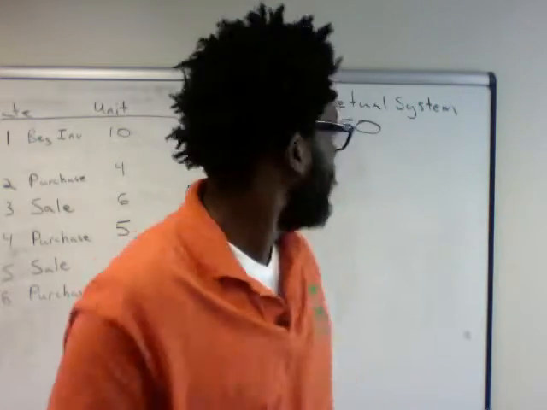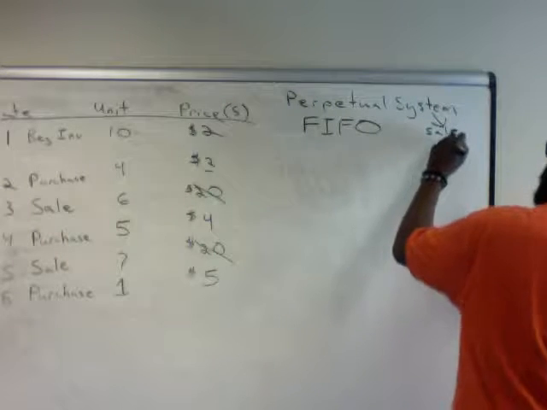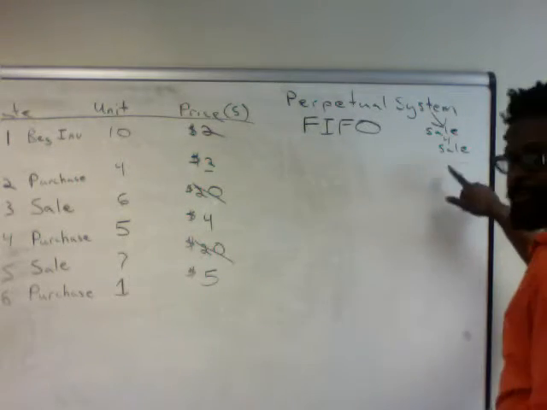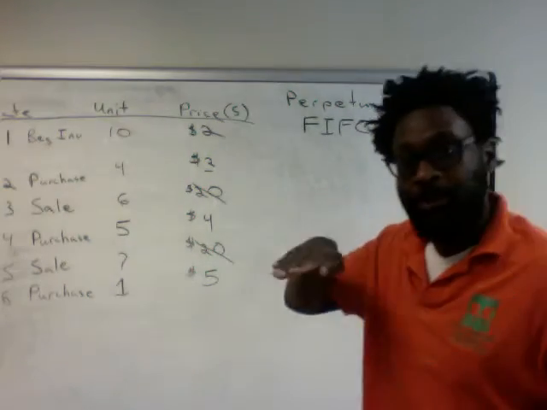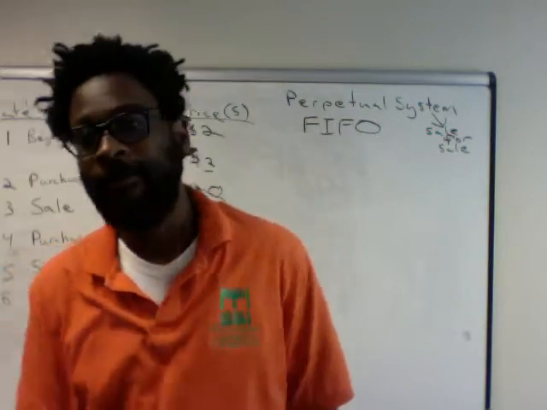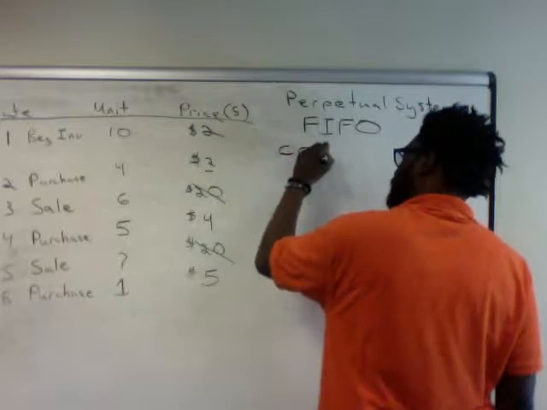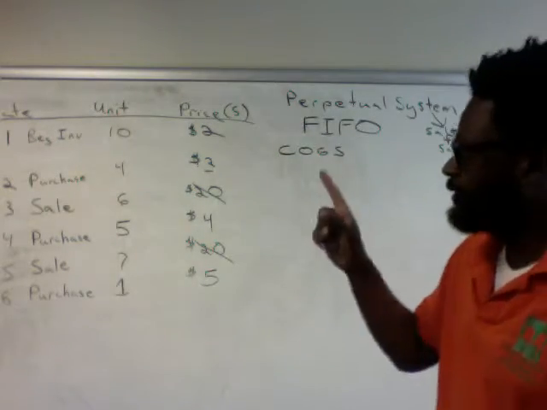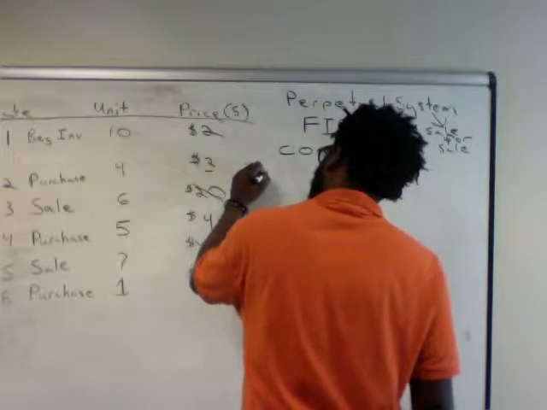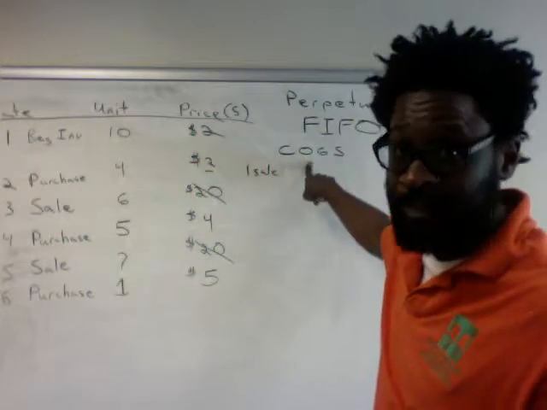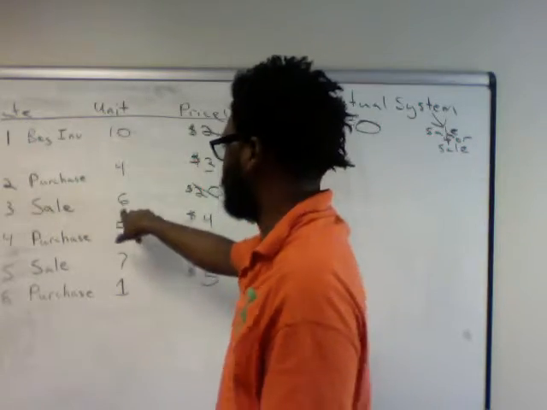Sale for sale. Perpetual system, sale for sale basis. So we break the sales down. Okay? So FIFO, first in, first out. The first thing we're going to calculate is cost of goods sold. And I'm going to start with the first sale. So my first sale, because I'm doing cost of goods sold, I need to find out what I sold. My first sale is how many units? 6 units.